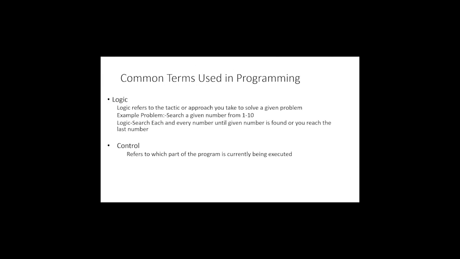Finally, we come to common terms used in programming. You hear these terms in most things related to programming when you're learning programming, these common terms, including syntax. So the first thing is logic. Logic refers to the tactic or approach or how you're going to solve the problem. Example, search a given number from 1 to 10 till you reach the last element or item or number. Control refers to which part of the code is being executed or displayed or which part you're at. I can't show an example, but we'll see this very often in the future videos that I upload.